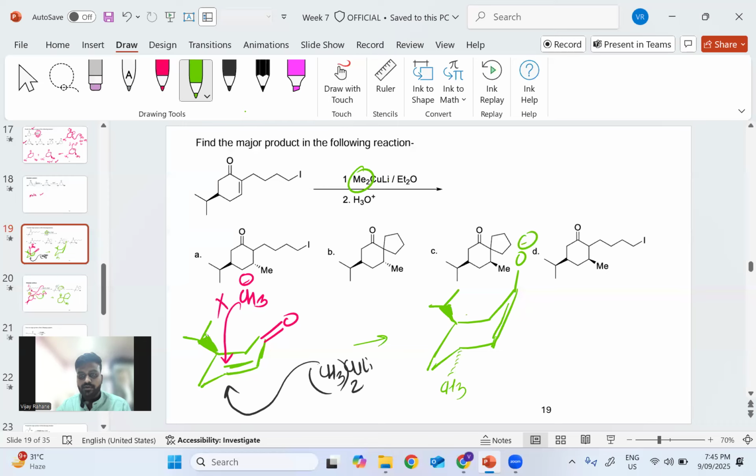This O negative, which is stabilized by the copper complex, further, when it comes back, attacks from this position, this double bond from the alpha position. So there is one side chain. That side chain, initially it is in the plane, right? So here also it will be in the plane.